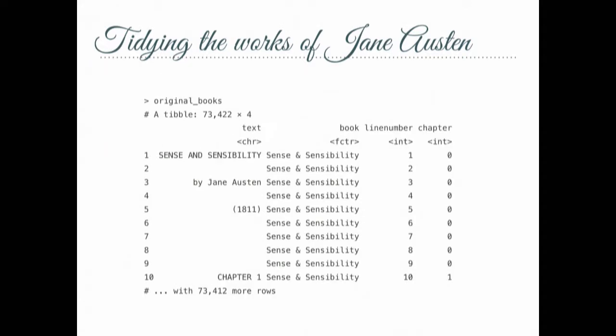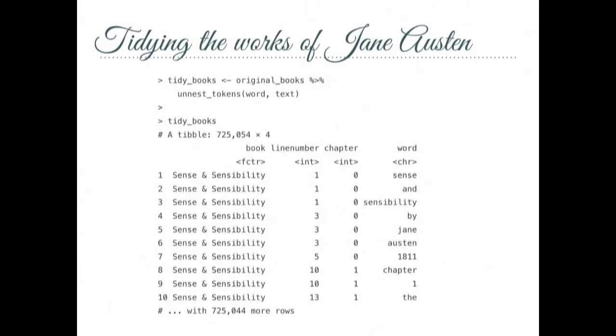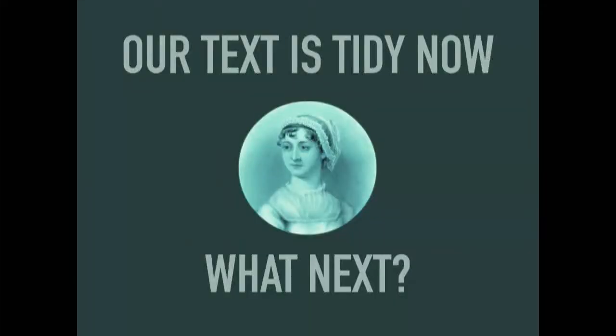Notice that before we had this many rows, and now we have this many rows. So we've made a long, skinny data frame from our wider data frame. Congratulations, we did it. We tidied our text. So wonderful, right? Why am I standing up here talking about this? Why is this an approach that you might be interested in?